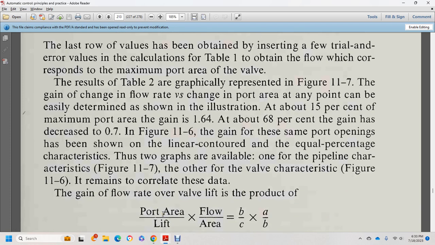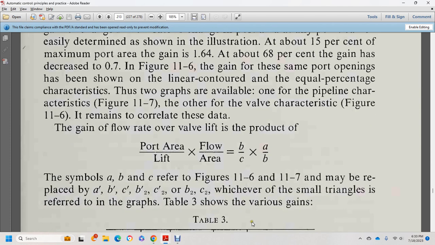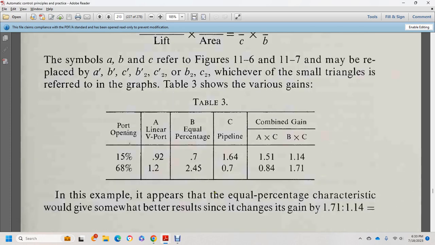The gain, flow rate over valve lift, is a product of the port area over lift times the flow over area, or B over C equals A plus B. The symbols A, B, and C refer to figures 11-6 and 11-7 and may be replaced by A1, B1, C1, B2, C2. The small triangles refer to the graph of table 3, which shows the various gains. Port opening 15%: linear 92, equal percentage 7 tenths, pipeline 1.64, combined gains A times C 151, B times C 114.